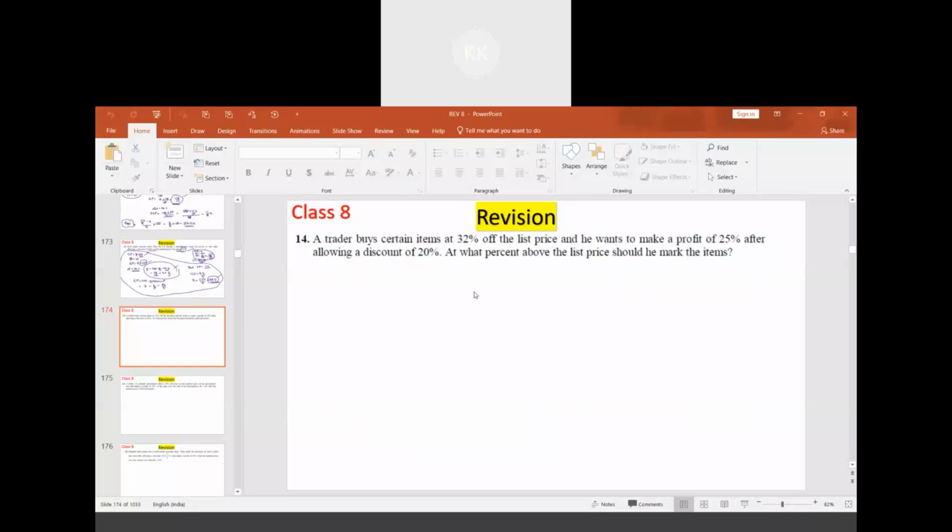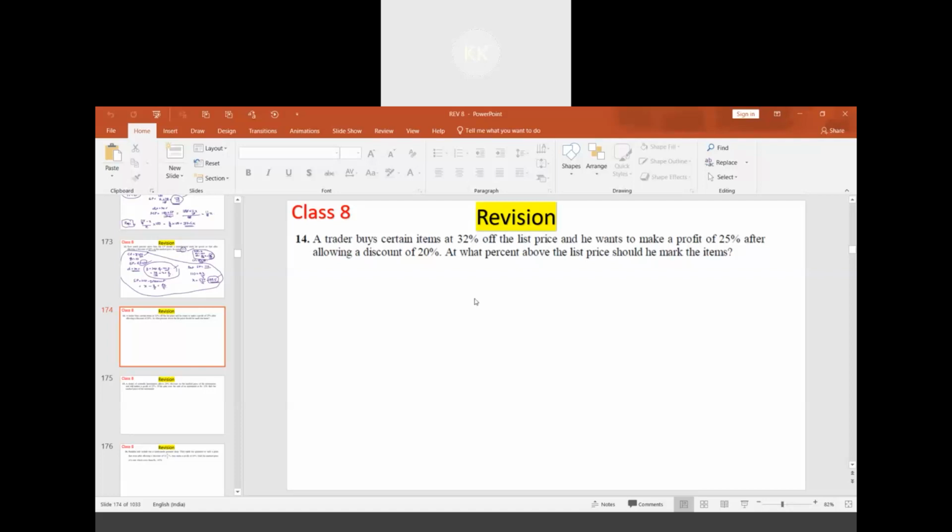A trader buys certain items at 32% off the list price. He wants to make a profit of 25% after allowing a discount of 20%. At what percent above the list price should he mark the items? The meaning of list price is the same as the market price. MP and list price, they are the same.